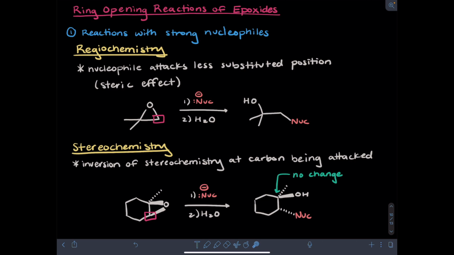Notice that there has been no change in stereochemistry at the carbon position of the epoxide that was more substituted and was not attacked by the nucleophile. But the carbon of the epoxide that was attacked by the nucleophile had an inversion of stereochemistry. That carbon had a wedge bond to an oxygen starting out, and then the nucleophile added opposite this, so the new carbon nucleophile bond is a dash in this case.